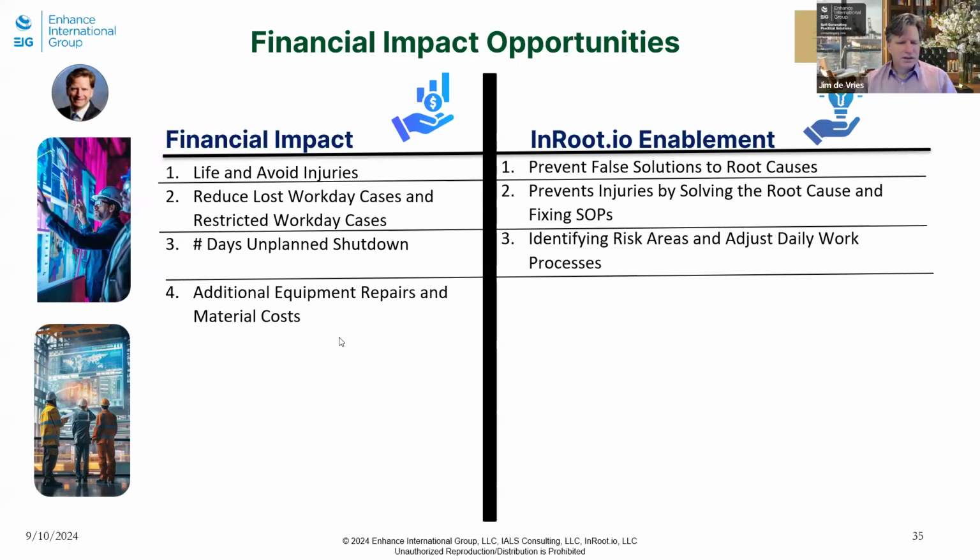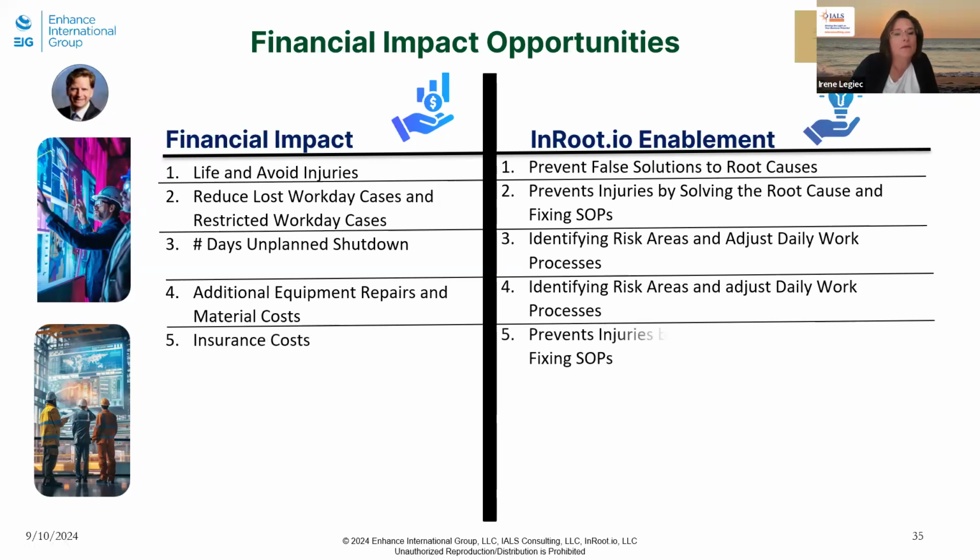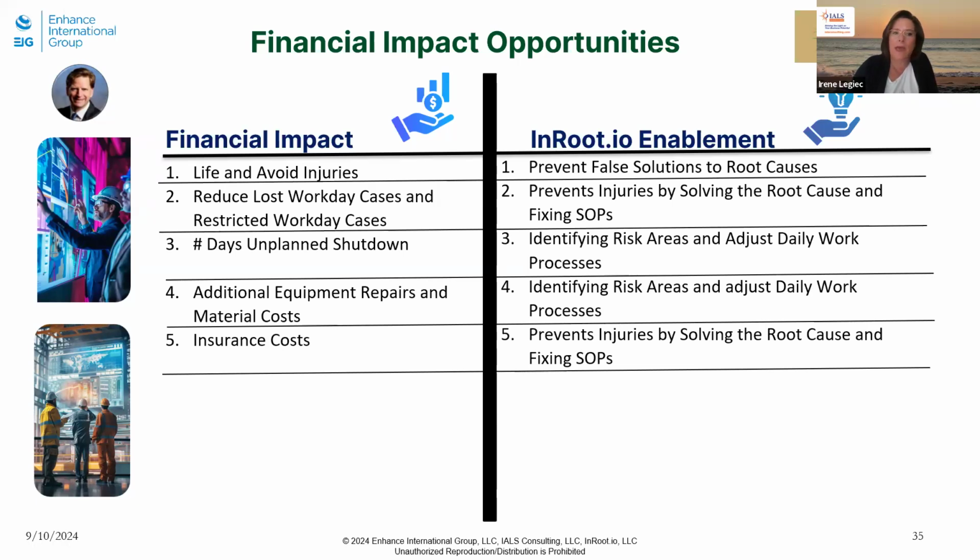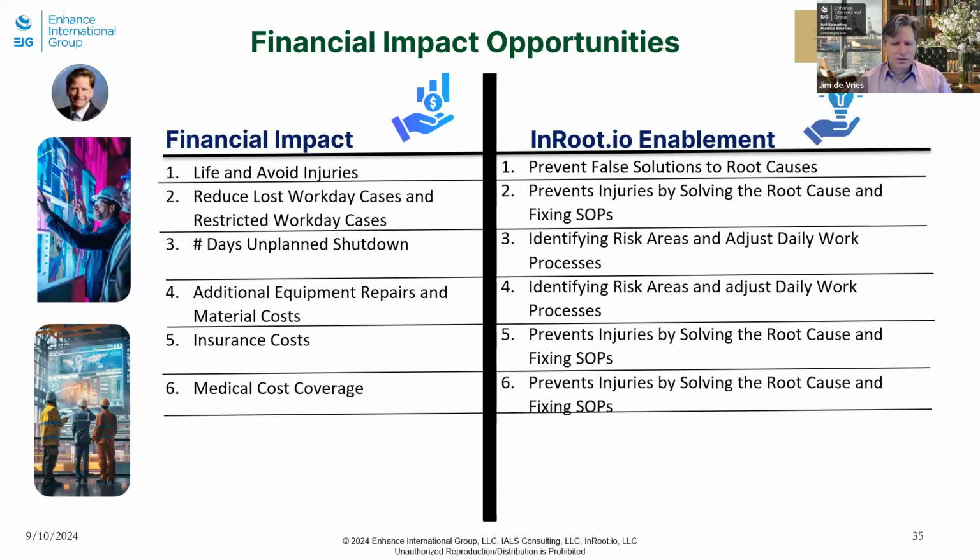Thanks, Aaron. And maybe Irene, do you want to talk about this next one? So insurance costs. So think about that. We had highlighted the incredible amount of money that was associated with personnel injuries. Insurance costs do increase as you're having more and more incidents within your company, and so you want to make sure that you're preventing the injuries in the first place by solving the root cause, fixing those standard operating procedures. And so these are simple fixes to prevent hurting people and prevent really impacting the bottom line of your company. Thanks, Irene. And that fits well into the medical cost coverage, doesn't it? Right on board with that.